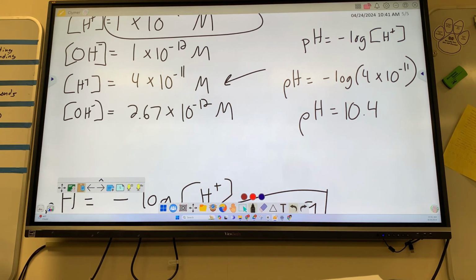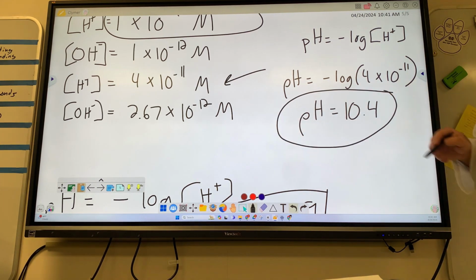That looked pretty easy, right? It's literally just dumping something into your calculator. Your calculator is doing the hard work, and all you're doing is solving for pH.